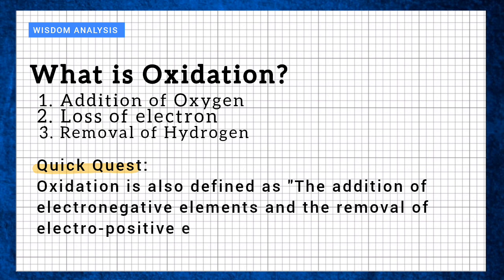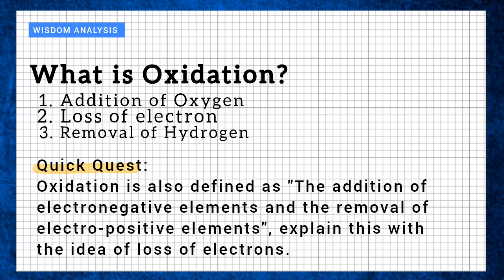So a quick quest. Oxidation is also defined as the addition of electronegative elements and the removal of electropositive elements. Can you explain this with the idea of loss of electrons? And leave your answer in the comment section.